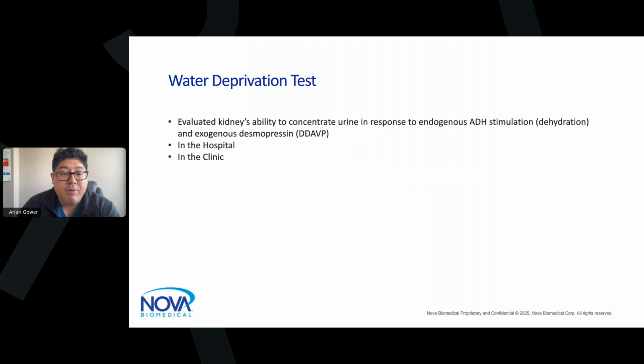So our water deprivation test, like we mentioned, evaluates the kidney's ability to concentrate urine in response to either endogenous ADH stimulation or exogenous desmopressin. This test is a little bit different on the inpatient setting and the outpatient setting. We're going to talk about both now. Next slide.